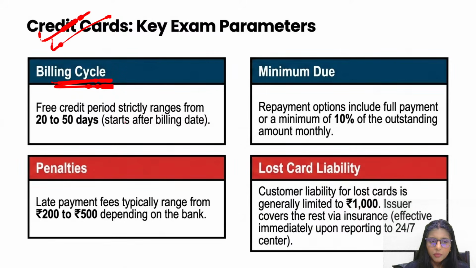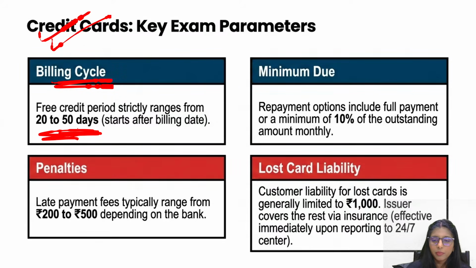Free credit period, basically the billing cycle periods, strictly range from 20 to 50 days. Generally the billing cycle is around 30 days, but it ranges from 20 to 50 days.